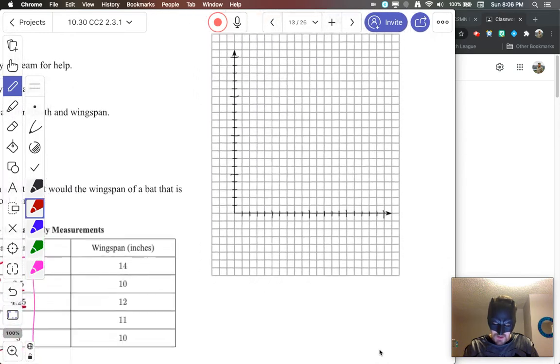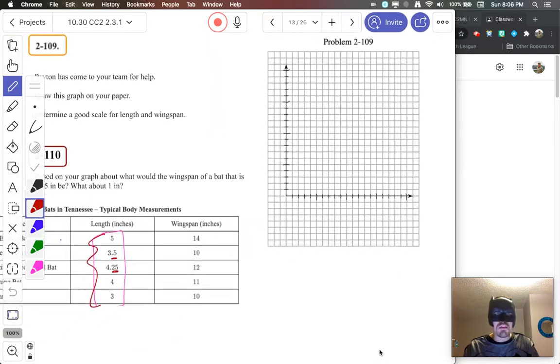All right. I'm going to zoom in here. So just zoom in just a little bit. Maybe that's a little too far. Okay.